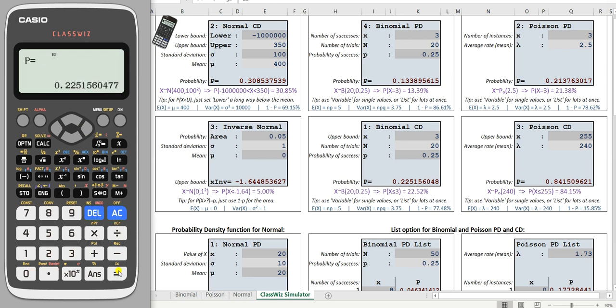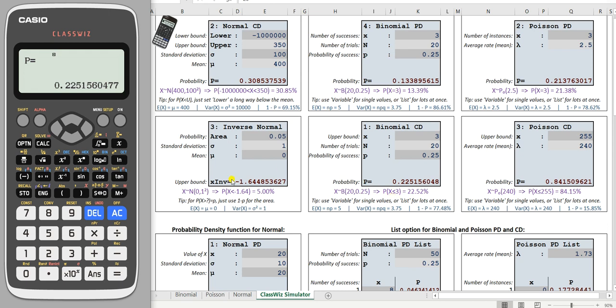That 0.225 tells you the probability of getting either 3 4s or 2 4s or 1 4 or 0 4s. So it's giving you the probability, as it says down here in purple, of x being less than or equal to 3. Binomial PD answers the question, how likely is it that x is equal to a particular value? Binomial CD answers the question, how likely is it that x is no greater than a certain value?